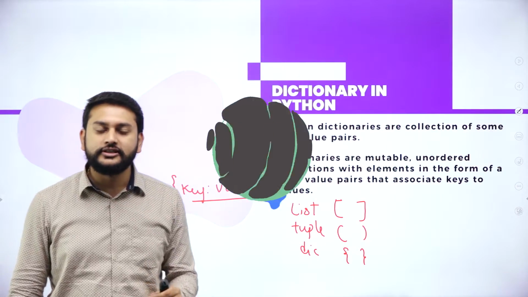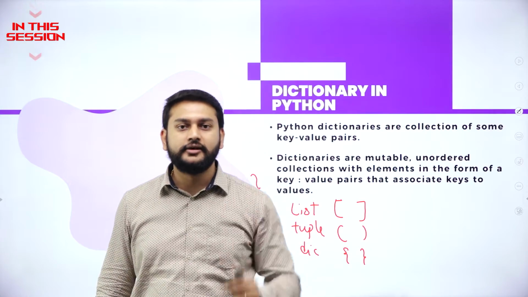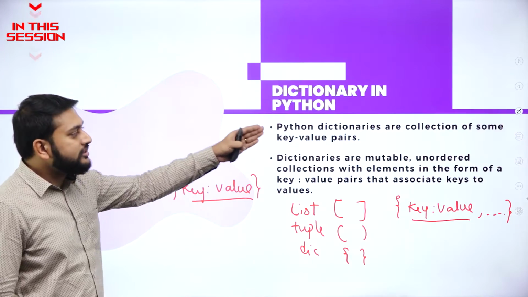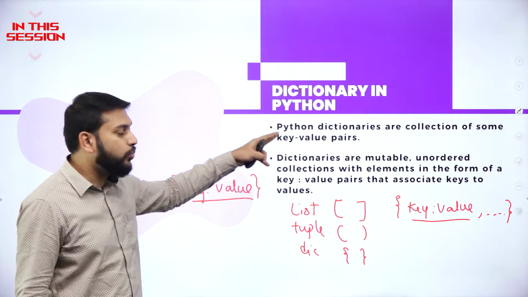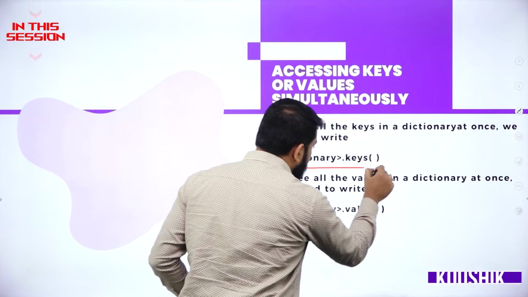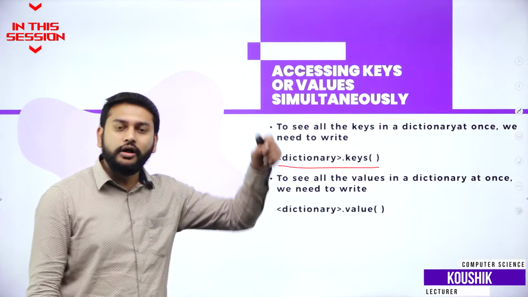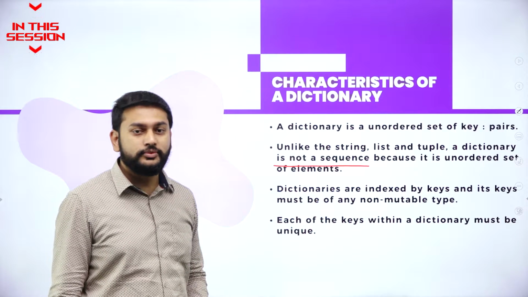So you will be using the flower brackets to create the dictionaries. Python dictionaries are the collection of key value pairs. So dictionaries.keys will give me all the keys that I have in the dictionaries. Its keys must be a non-mutable type.